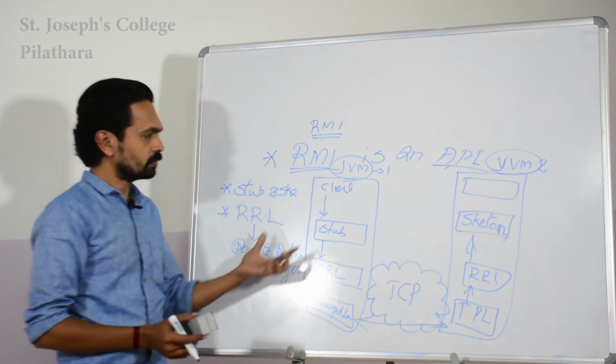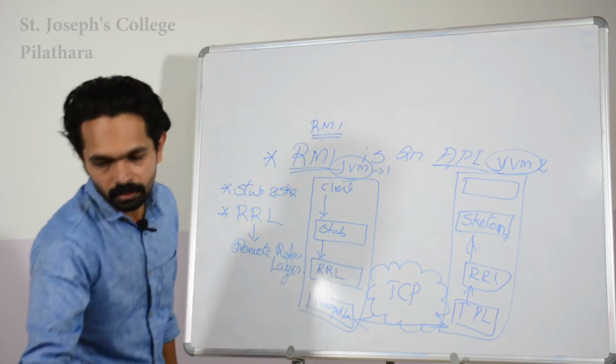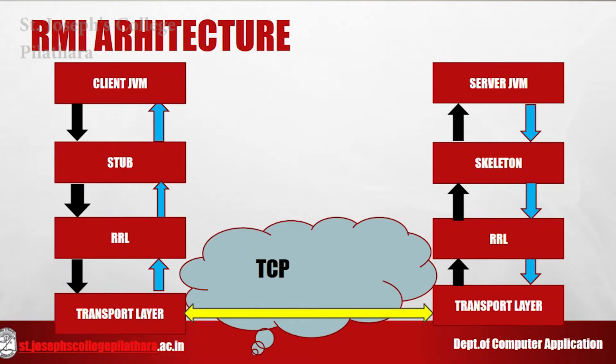So just go through these layers: the stub layer, RRL, transport layer, and also the server side skeleton layer. Move to that picture, the third slide. We can see the client JVM, stub, skeleton, RRL and transport layer.